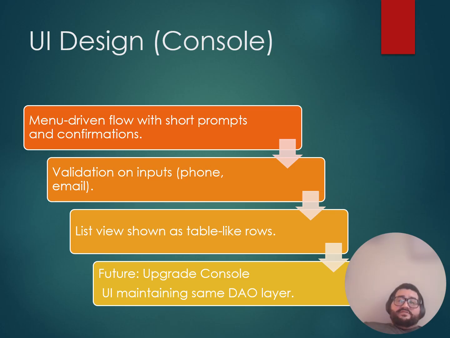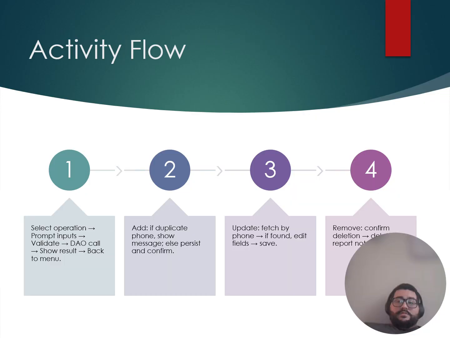So our UI console is the same as before. It's menu driven. The way it works is by input, and on the back end, every input is being validated to ensure that it's following our preset requirements. So you're going to see the list view shown on the table like rows, and later in the future, we want to upgrade our console to be more pleasing and give us different options, such as the reports that we stated before, and potentially different roles, depending on where this company would like to go.